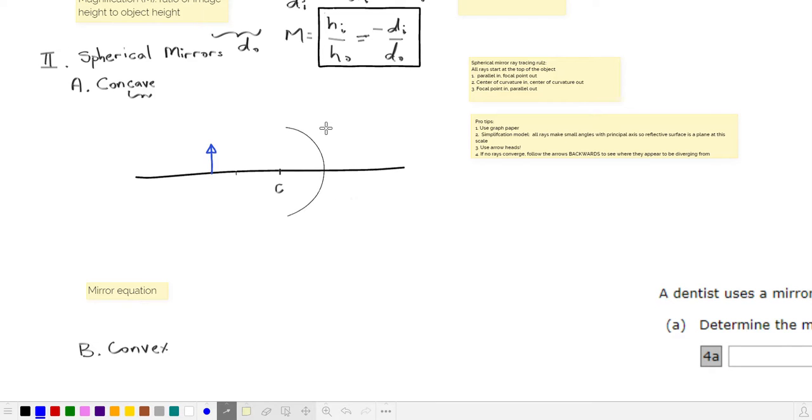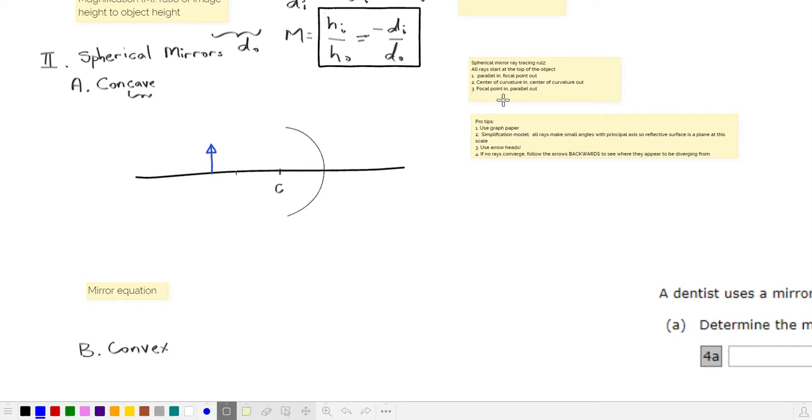Remember I said if you're doing this on graph paper, which I recommend, and we're using small angle approximation, all of your lines are going to intersect a straight line here on the principal axis. But we're not going to do that. I think it's easier for me to demonstrate the reflection and incidence relationships using the curved surface. But again, just for maximum accuracy on your graph paper, remember you're going to be using a straight surface here.